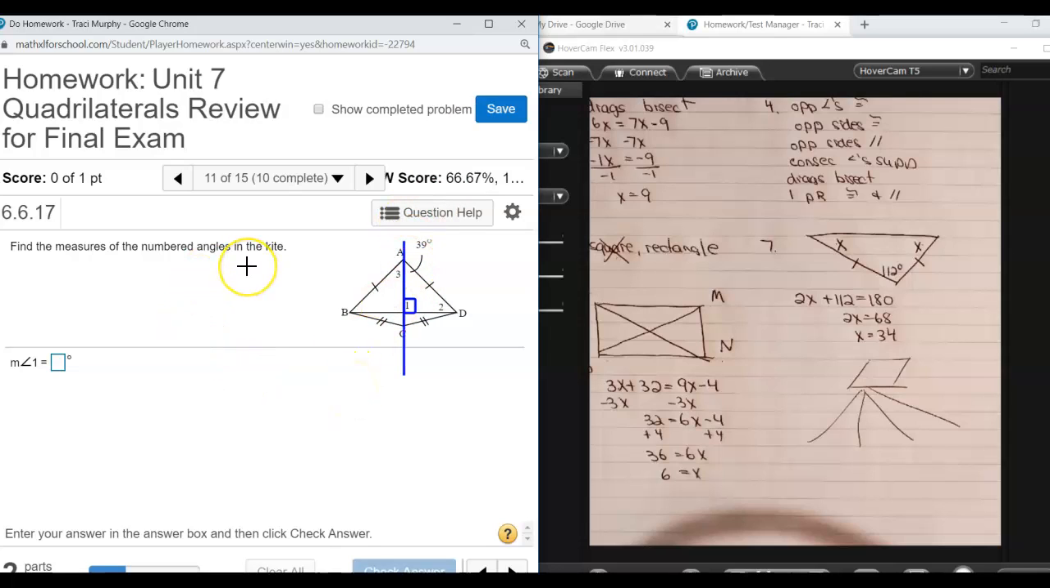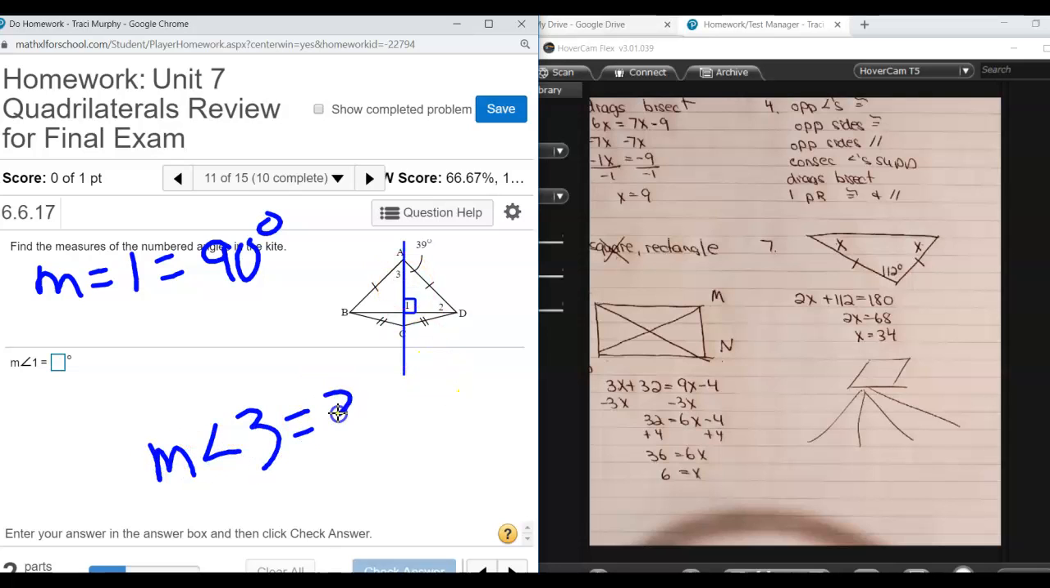I'm just going to write myself a quick note. I know angle 1 is equal to 90 degrees. This up here is 39. Well, if we've got that line of symmetry, that means the measure of angle 3 is 39 degrees. And I'm going to put it on here, because as soon as I click in there, it's going to erase it. So this is question number 11. I figured out the measure of angle 1 is 90, and the measure of angle 3 is 39.